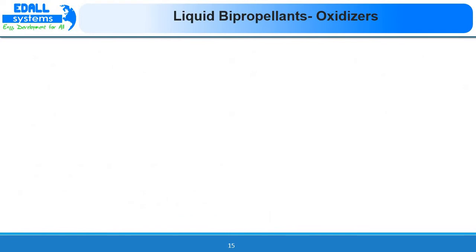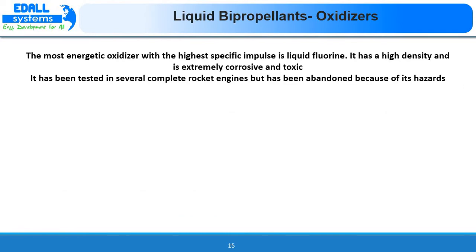Moving on to the next, we will discuss some of the liquid bipropellants, first oxidizers. The most energetic oxidizer with the highest specific impulse is liquid fluorine. It has a high density and is extremely corrosive and toxic. Since it gives high specific impulse but at the same time is extremely corrosive and toxic, it has been tested in several complete rocket engines but has been abandoned because of its hazards. So along with its good features, it has limitations due to which it is not used in today's world.